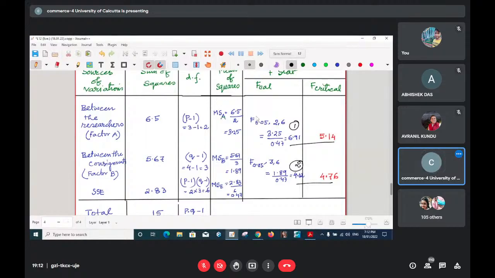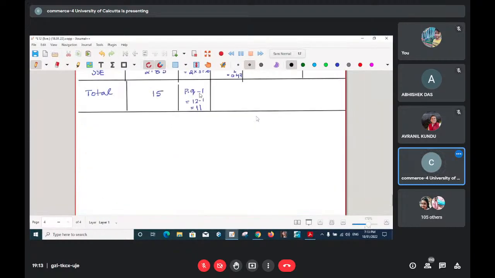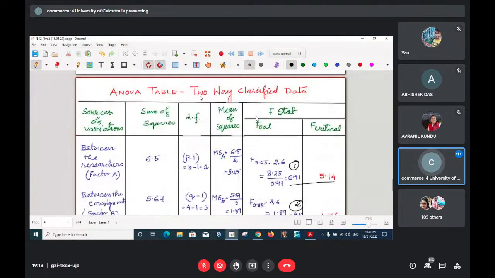Full stop. Therefore, the moisture contents of 4 consignments may not be different from one another.